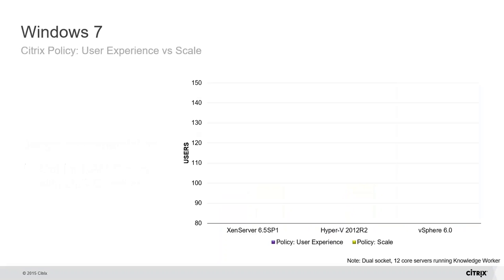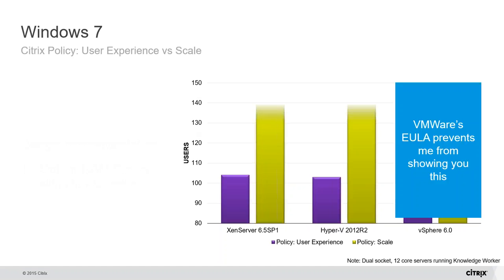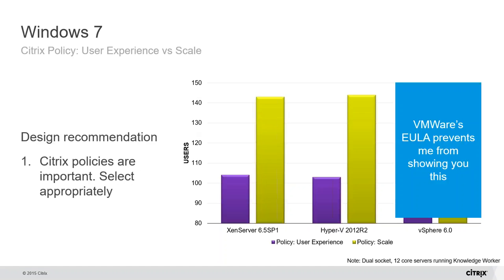Now let's look at PVS RAM cache using the user experience Citrix policy versus using the scale policy, maximize server scalability. And here it's a significant increase. It went from about 105 users up to about 142 users. That's massive on Windows 7. And that's just by using the Citrix policy, turning the policy from user experience to scale. That's all that happened here.